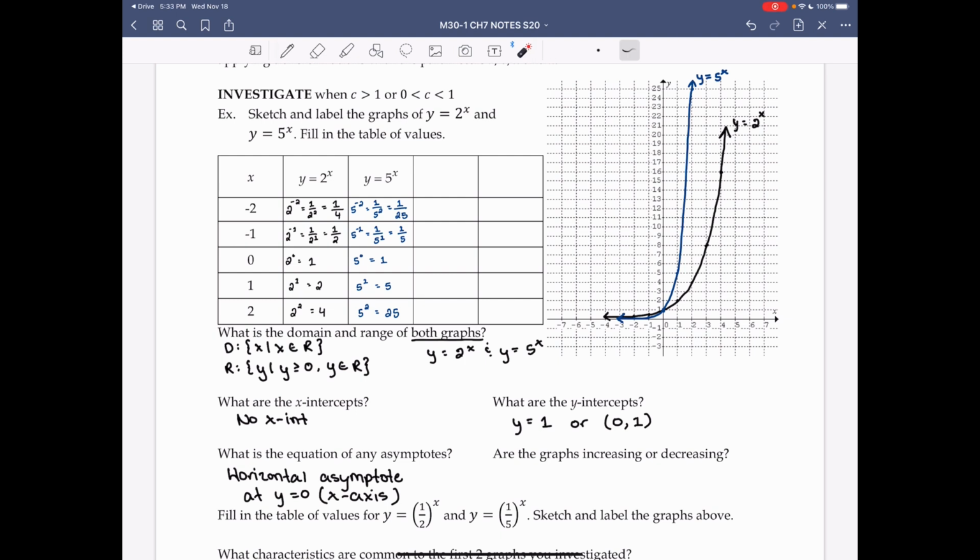Are the graphs increasing or decreasing? Both of these graphs are increasing. How do we know they're increasing? They go up to the right.